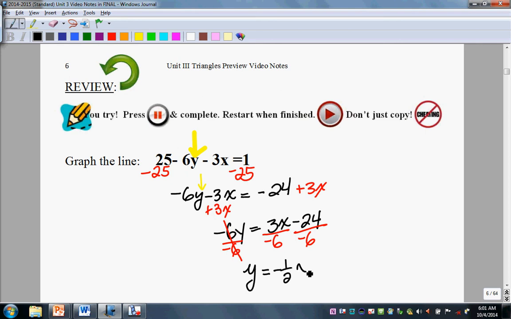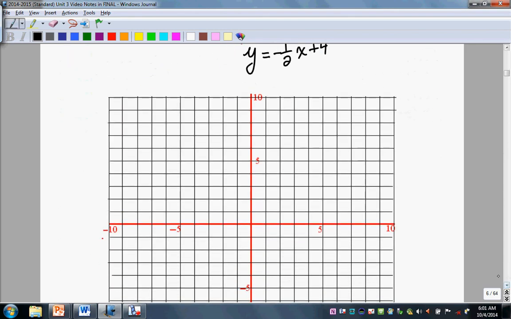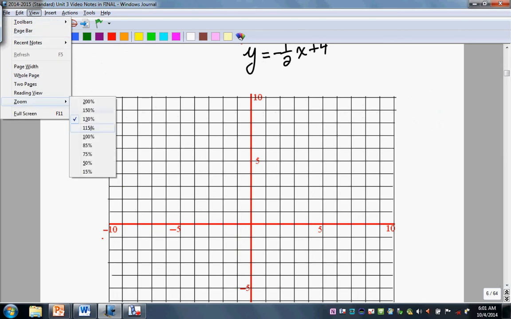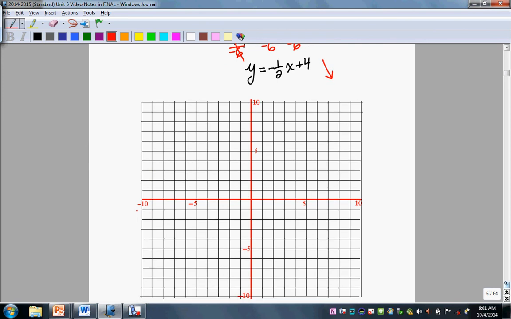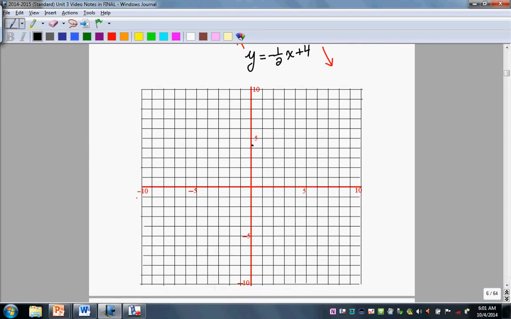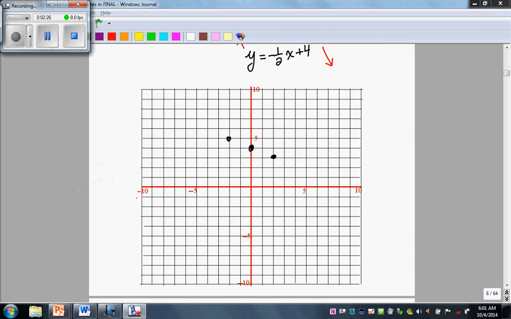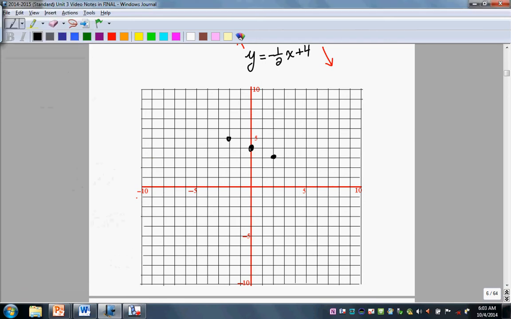3 over 6, that's 1/2. Double negative makes a positive. So we have y equals negative 1/2 x plus 4. That means our line must go down from left to right. So we're going to start at positive 4. Down 1 over 2. I could also go up 1 and over 2 this way. And you have your line.